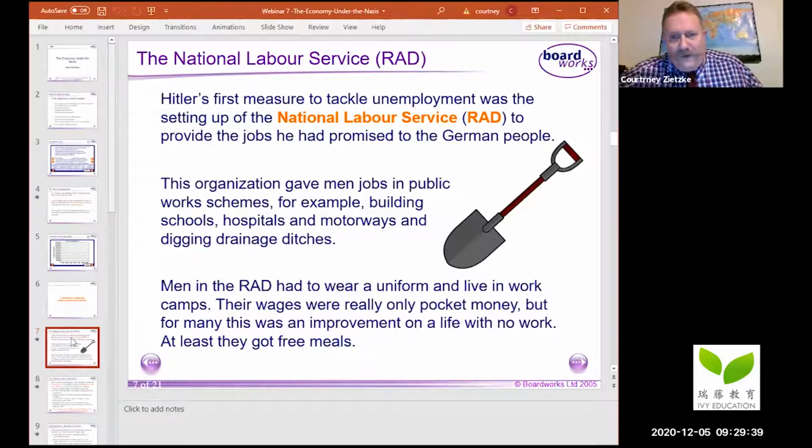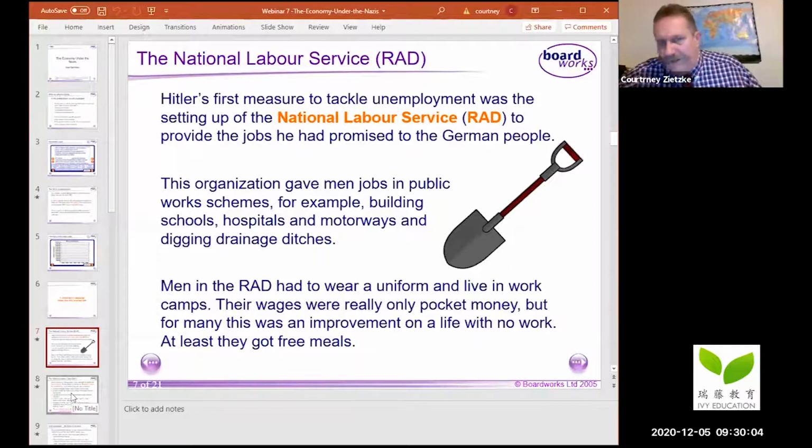Okay, men in the red had to wear a uniform and live and work in camps. Their wages were really only pocket money, but for them this was a vast improvement, and they were able to send money home to their families, and they got free food. So these were working, and other programs were working as well. They were making pocket money, but they were quickly able to save that because they were being fed and they lived in these camps.